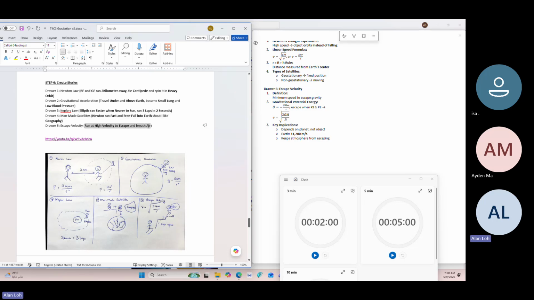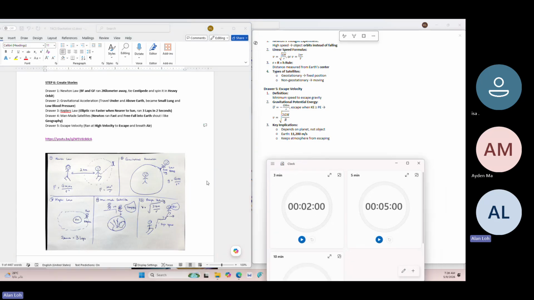Then this escape velocity. Yeah, escape velocity with high velocity, you run at high velocity and breathe the air, right? If you can take 2 to 3 minutes to run that video, right? I'll give you 2 minutes to run the video. I think the video is only 1 minute. Let's start now. Right, run the video. I will not run from my side so that you can focus on your screen.